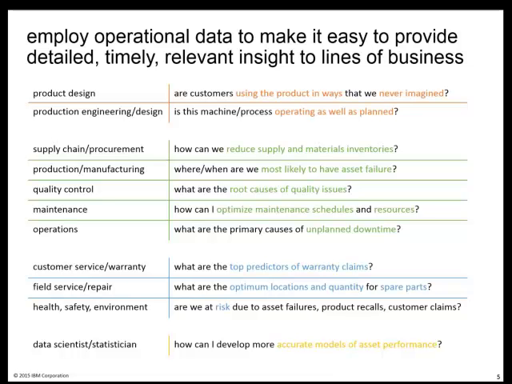When we think about the products that are making their way into the market, again, predictive analytics can advise customer service and warranty. What are the top predictors of warranty claims? Is that an issue of product quality? Is that an issue of usage in a certain geography or a certain type of industry? How can we predict what those warranty claims are, and how can we be far more proactive?